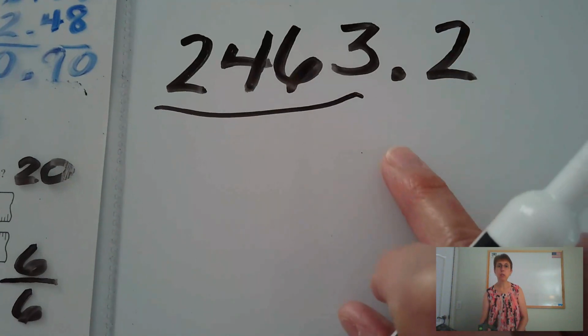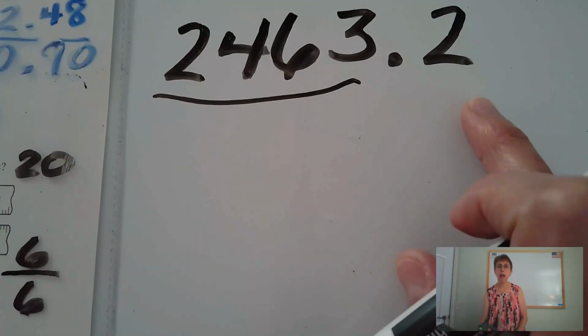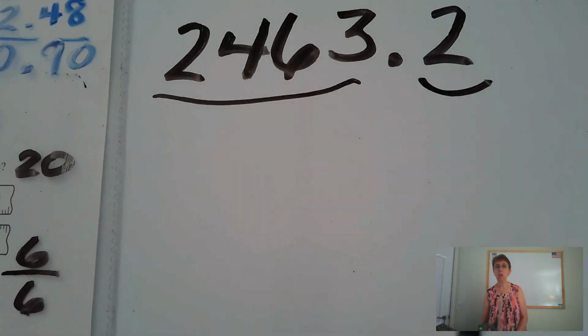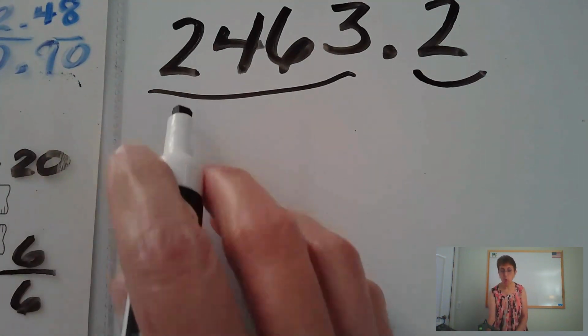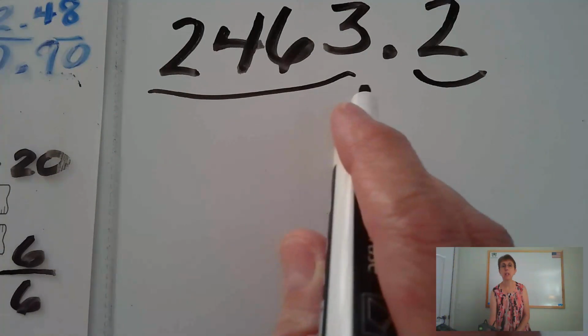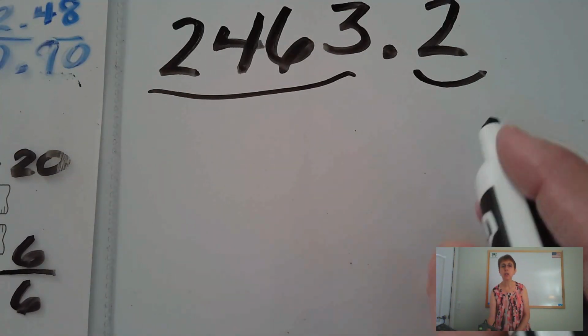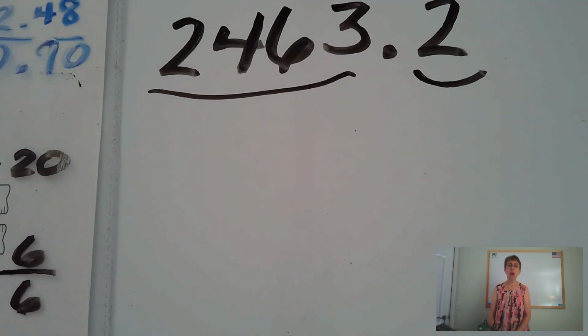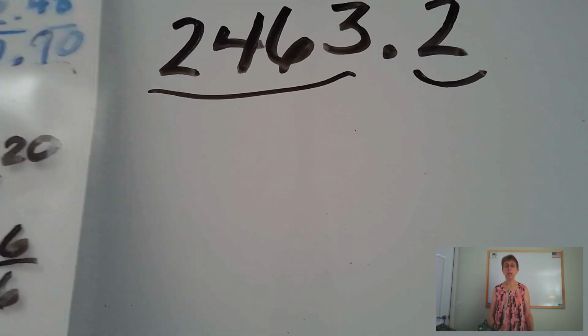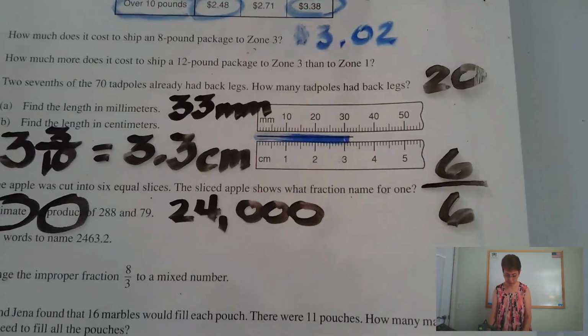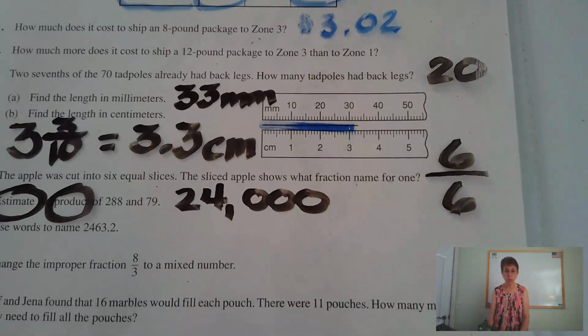2,463. The decimal point is the "and," and then since there's only one place to the right of the decimal point, it's your tenths. So this is 2,463 and 2/10. And you would write it in words that way. Okay? 2,463 and 2/10. Okay, let's go to number 8.